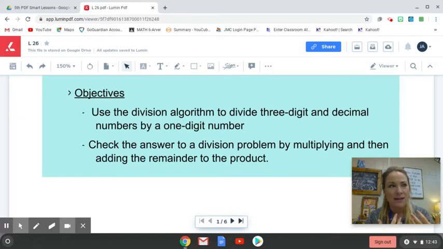And then, as with any division work, checking your answer to a division problem, that's called a quotient, by multiplying and then adding the remainder to the product. The product is your answer when you multiply. So you can always check any answer to any division problem by doing the inverse operation, which is multiplying.